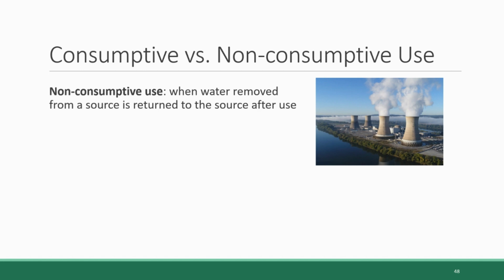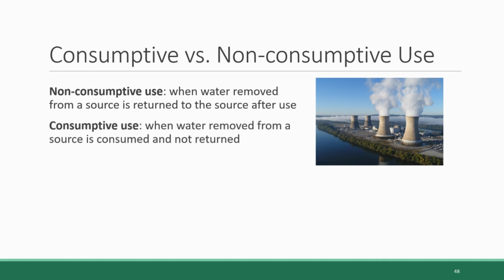And in terms of water use, the middle of a river is a great place for a nuclear power plant because nuclear power plants use a lot of water for cooling nuclear reactors. So they can withdraw that water from the river, use the water for cooling, and then route that water right back into the river, and that's considered non-consumptive use.